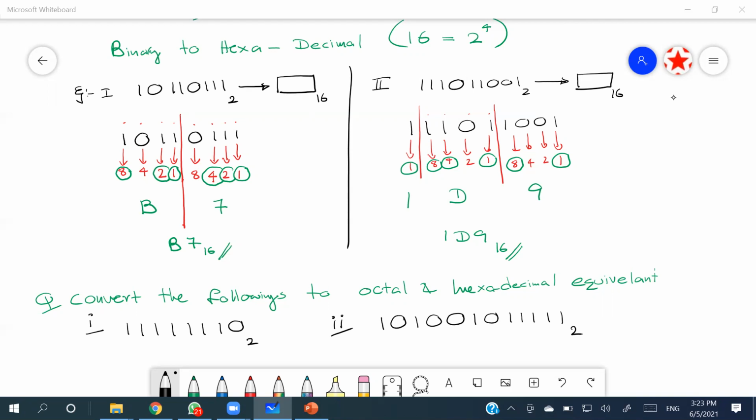Osanda, okay. Octal is correct. Hexadecimal has a bit of an issue. Take a look. Octal is correct. Go through the hexadecimal. I think you have missed something.